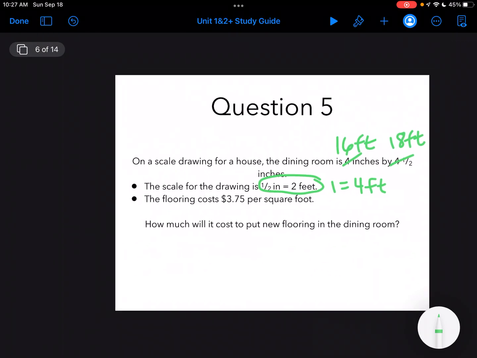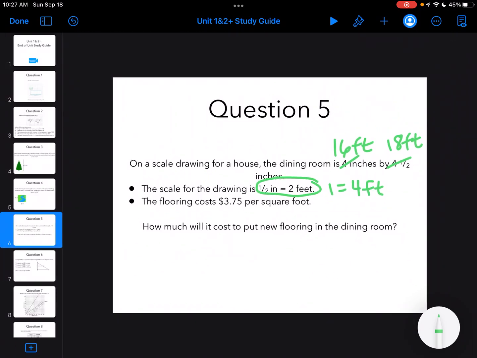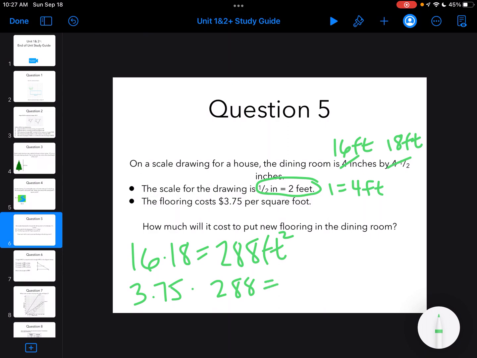So I have to convert my dimensions first, then I find the area. So I'm going to do 16 times 18 to find the area. And I get 288 feet squared. Then it tells me that the flooring costs $375 per square foot. So I'm going to do 375 times 288. And I get $1,080.